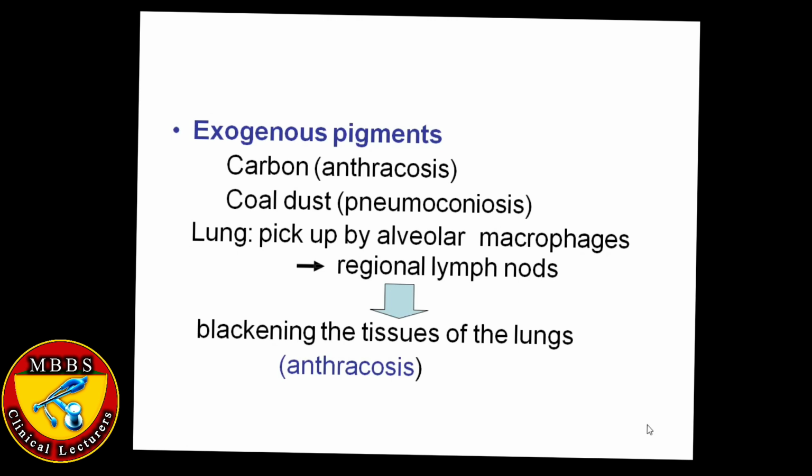Exogenous pigment like carbon causes a disease we call anthracosis; coal dust causes a disease called pneumoconiosis. The lung alveolar macrophages pick it up, and the regional lymph nodes, blackening the tissue of the lung, which we call anthracosis. So people who work in coal mines inhale these carbon particles, which get ingested by alveolar macrophages and involve the regional lymph nodes, making a blackening of the tissue, and the person suffers from anthracosis.